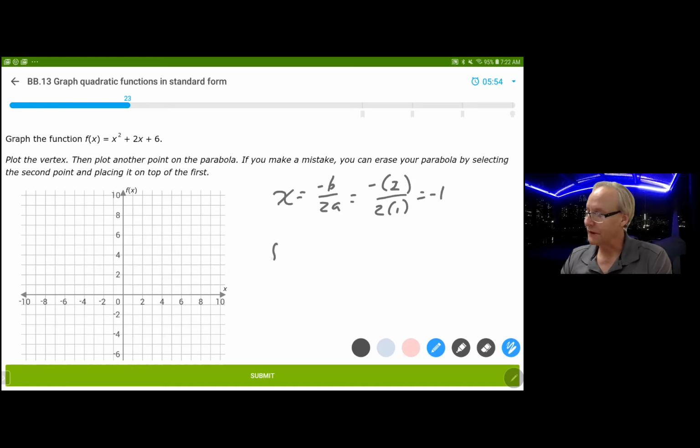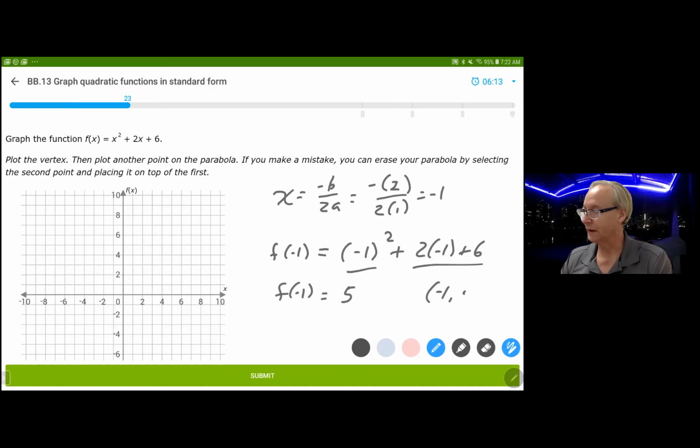So my f of negative 1, I'm writing this in different ways just to get you in the habit. That's negative 1 squared plus 2 times negative 1 plus 6. There's my 4, and 1 more makes 5. So f of negative 1 is 5. My vertex is at negative 1, 5.